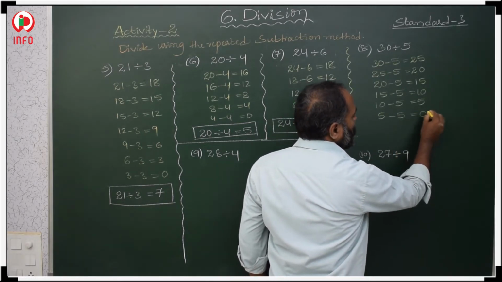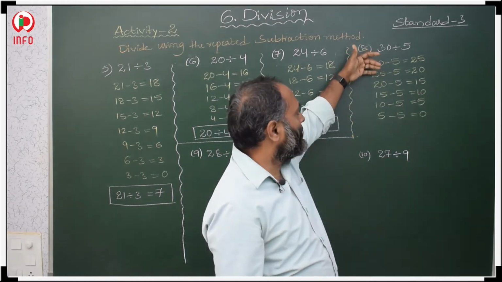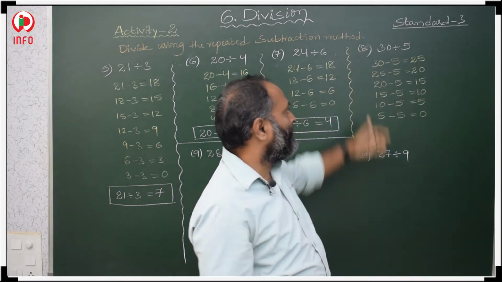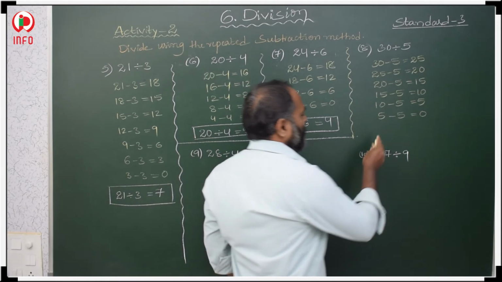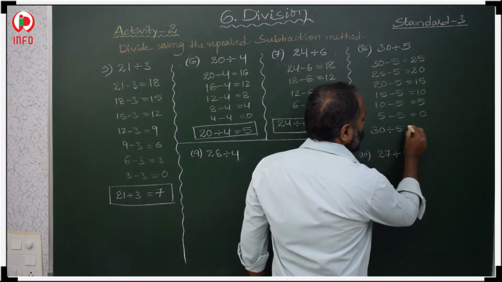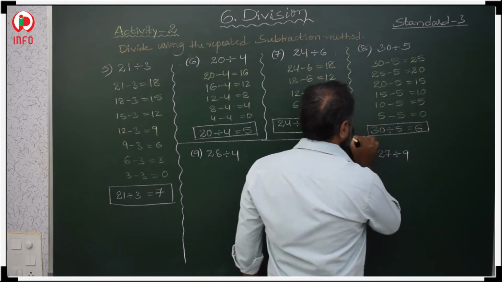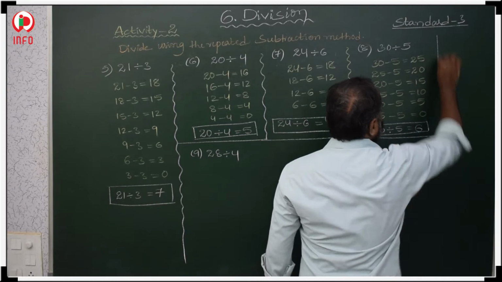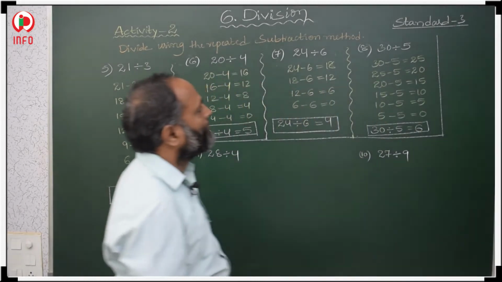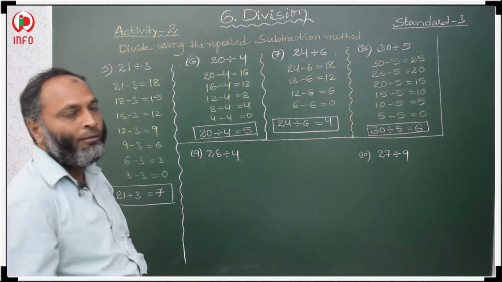5 minus 5, 0. And after how many steps? 1, 2, 3, 4, 5, 6. It means 30 divided by 5 is equal to 6. At the sixth step, it is 0. Okay.